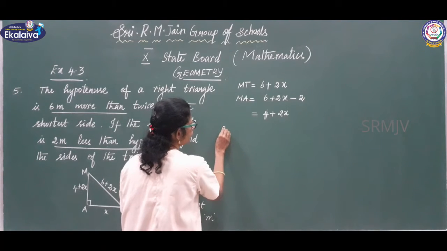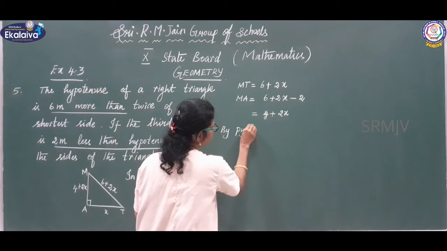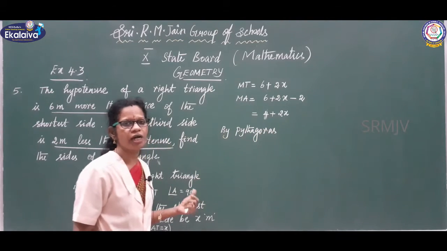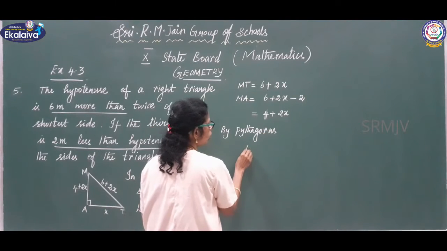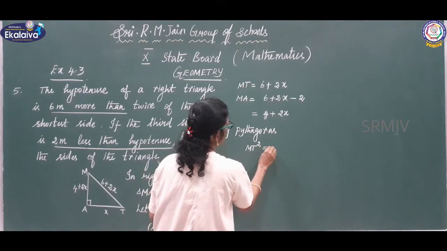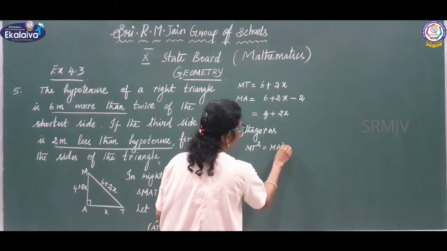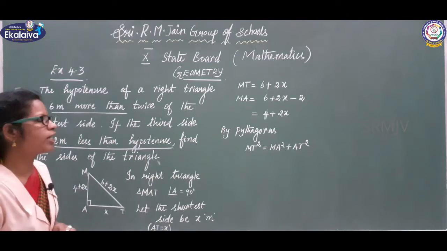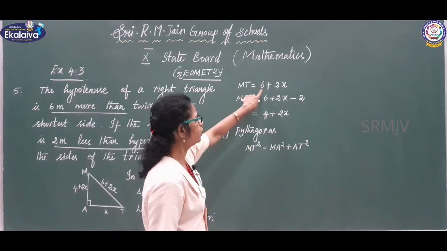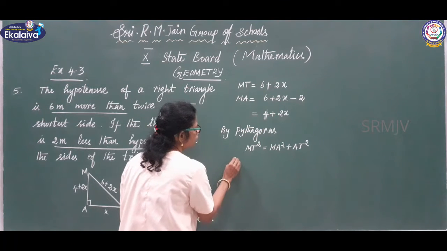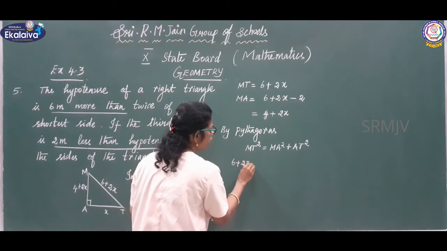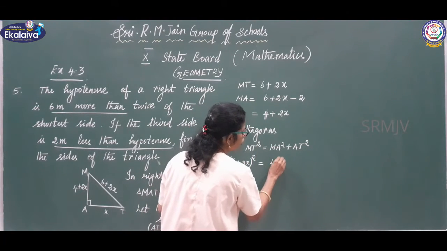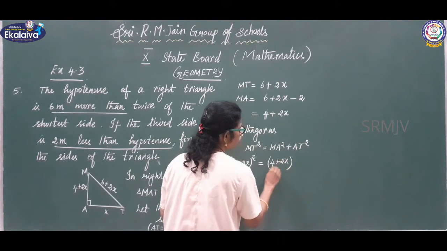Now by Pythagoras. When you can use Pythagoras? If one of the angle is 90 degree in the right triangle, you can use Pythagoras. By Pythagoras, MT square equal to MA square plus AT square. What is MT? MT is 6 plus 2x. 6 plus 2x the whole square equal to, what is MA? 4 plus 2x the whole square.